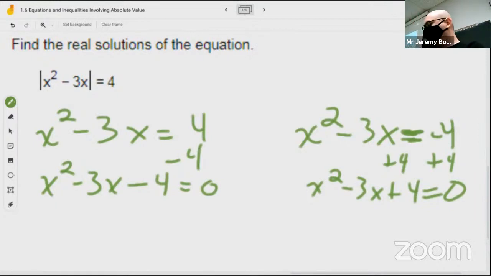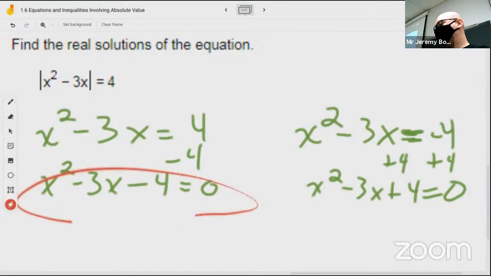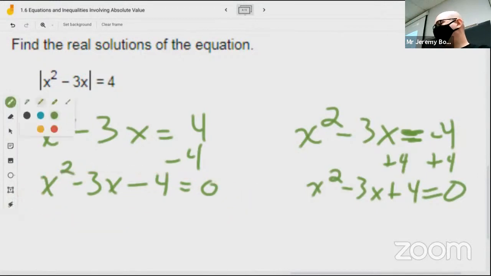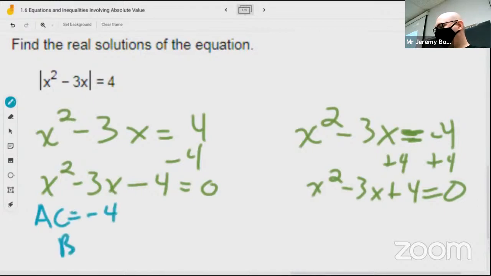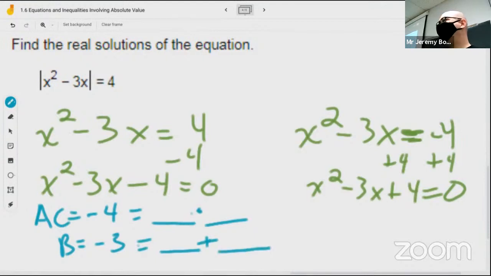Let's look at them. So this first one, the left one here, if we try to do that one with the AC method, AC is going to equal negative 4. B is going to equal negative 3. What multiplies to give me negative 4 and adds to give me negative 3? If those are one off from each other, usually it's the AC number and 1. So can I do 4 and 1?